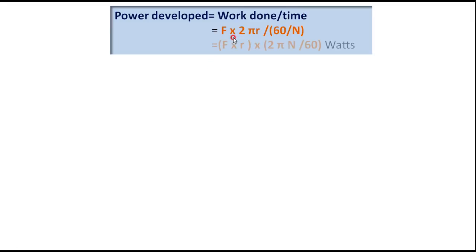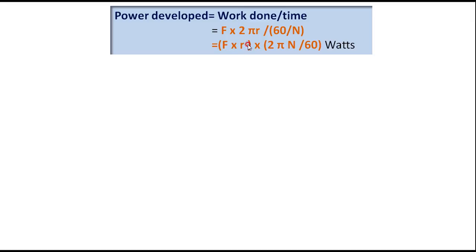Then I am defining what we mean by the power developed. Power developed is the work done per unit time, considering one revolution. What is the work done? F into 2 pi r. What is the time taken? It is 60 by n. Substituting, F into 2 pi r is the work done and the time taken is 60 by n. Rearranging the terms, joining F and r, we get the equation with 2 pi n by 60.